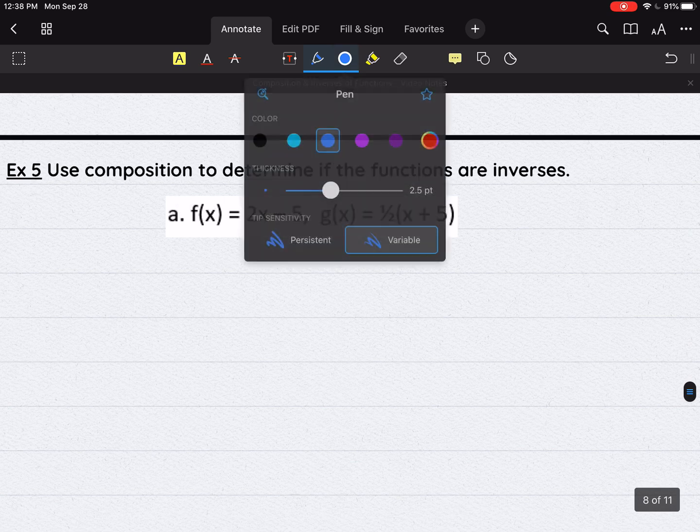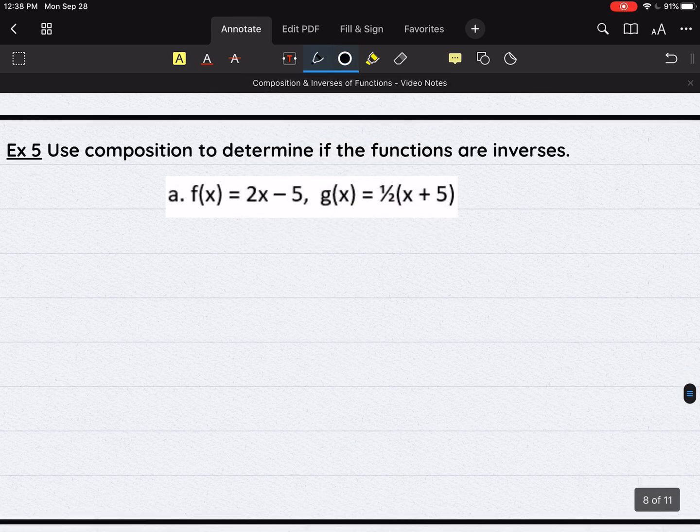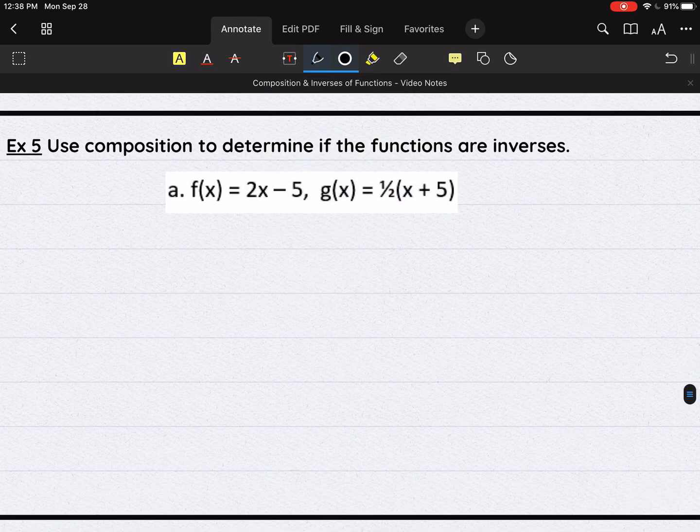All right, now, we're going to use composition to determine if the functions are inverses. So this has 2 parts. I need to check f of g of x, and I need to check g of f of x. If they both cancel out to just being x, then they are inverses.